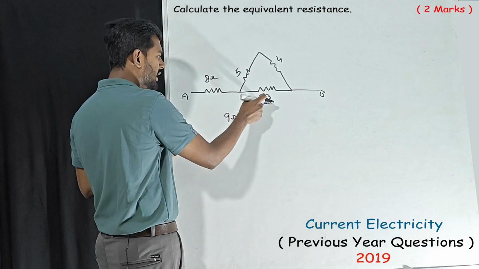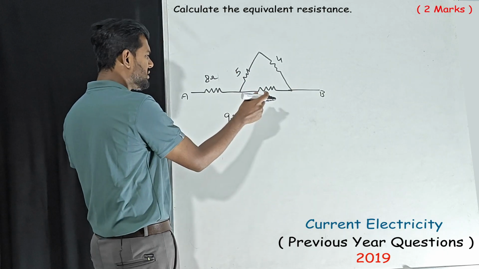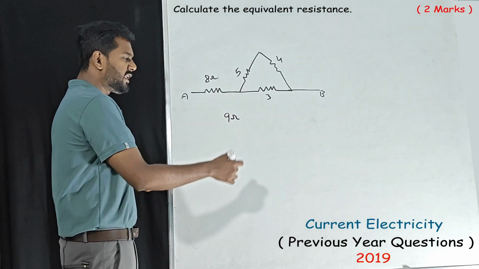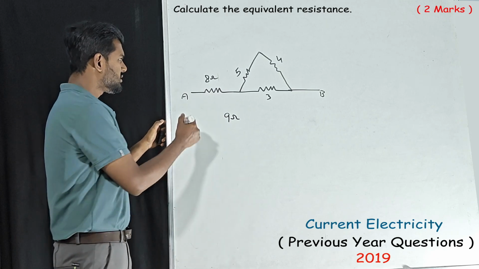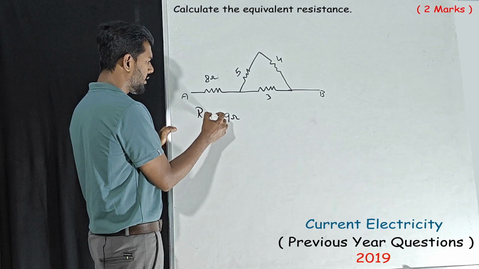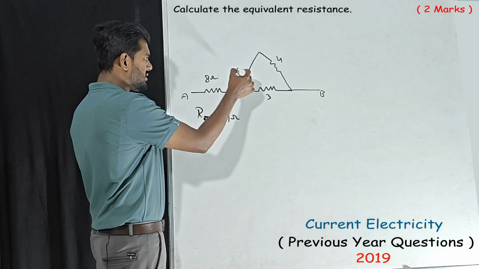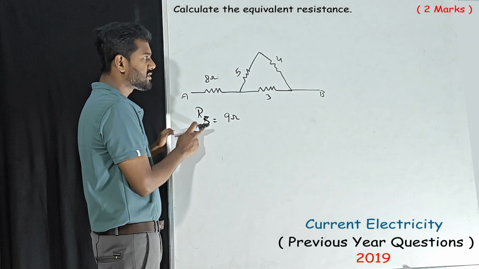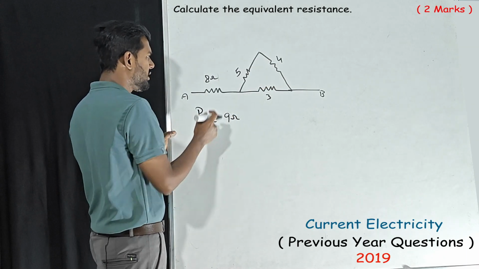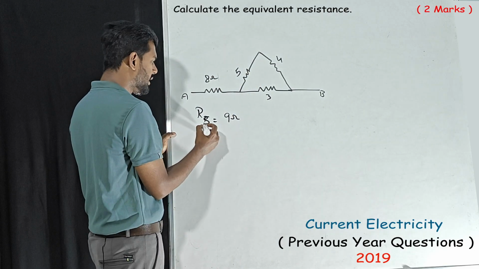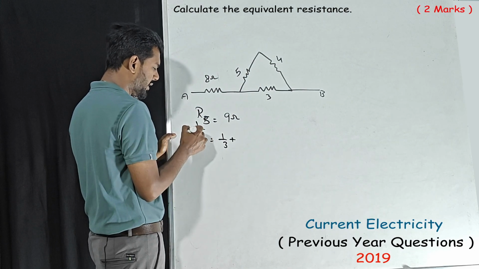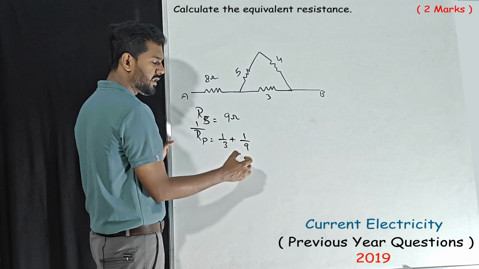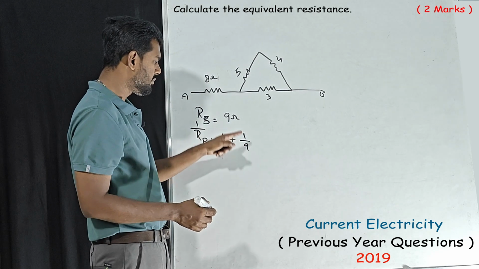9 ohm is parallel with this one. For these calculations, no mark will be given, so you can just write Rp or Rs. S represents series, P represents parallel. These two are in series, so 9 ohm. Then for parallel, 1 by Rp is equal to 1 by 3 plus 1 by 9.